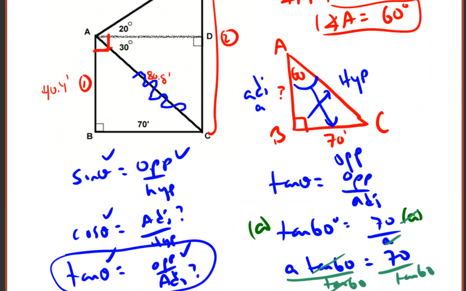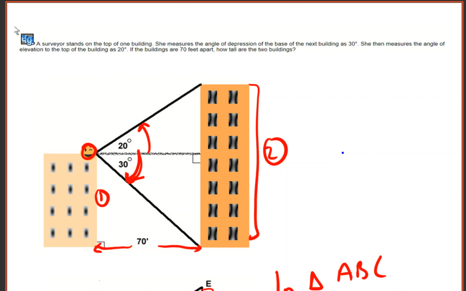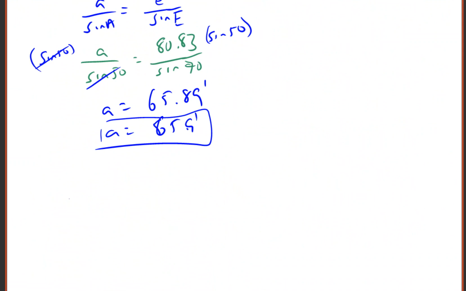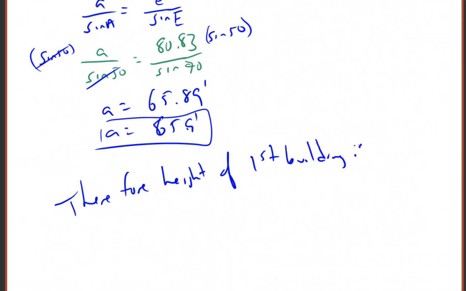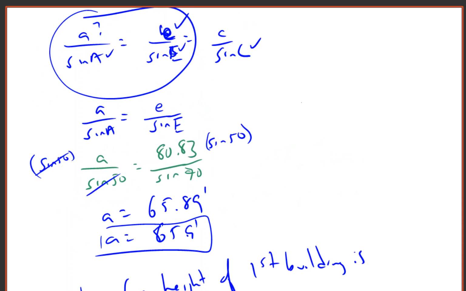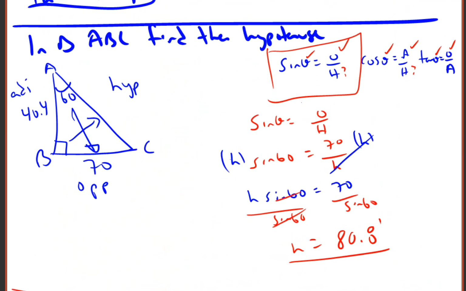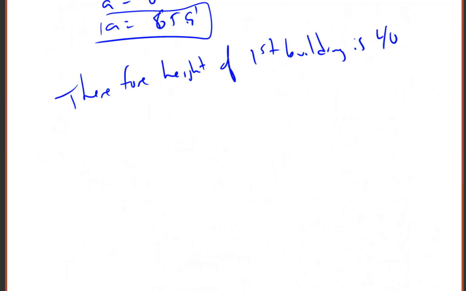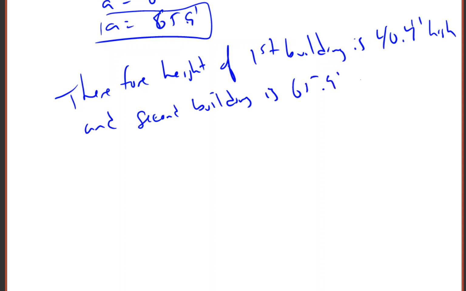This was a word question at the very beginning. Look how crazy long this question is. We need to find the heights of the two buildings. So we can say a final statement now. Therefore, the height of the first building is, what do we work it out to be? 40.4 feet high. And the second building is 65.9 feet high.